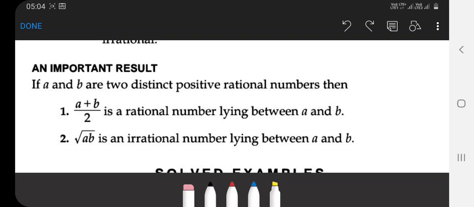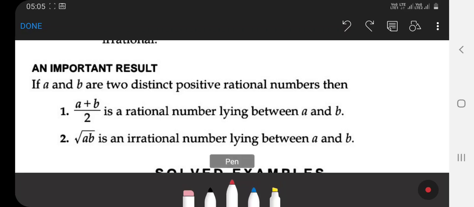An important result: if A and B are two distinct positive rational numbers, then the mean of A and B, that means (A plus B) divided by 2, is a rational number lying between A and B.